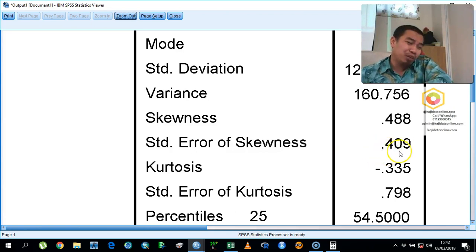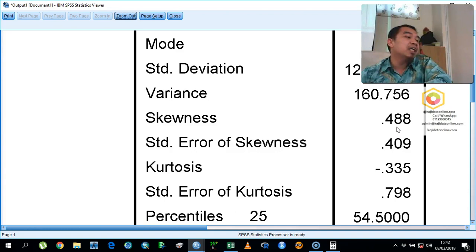So this 0.4, you times by 2, you get 0.8, right? 0.8 is more than the skewness of the given one. Faham tak ni? You ambil 0.409, you kali 2, you nampak 0.8 kan? 0.8 tu is more than this one, the skewness that is being given. So that is the rule of thumb lah untuk you screen the data.